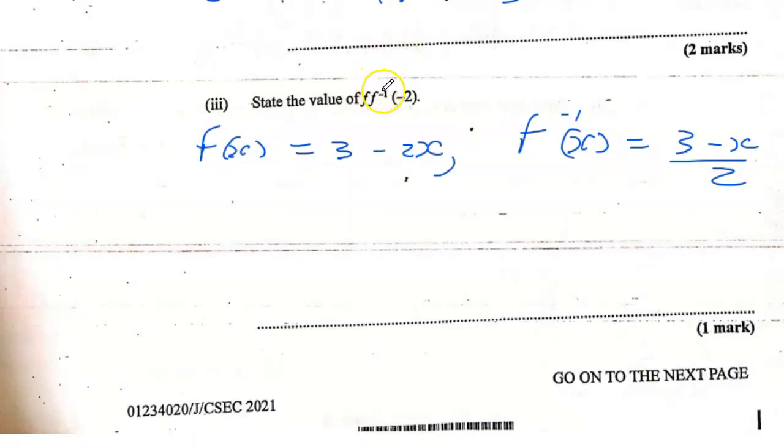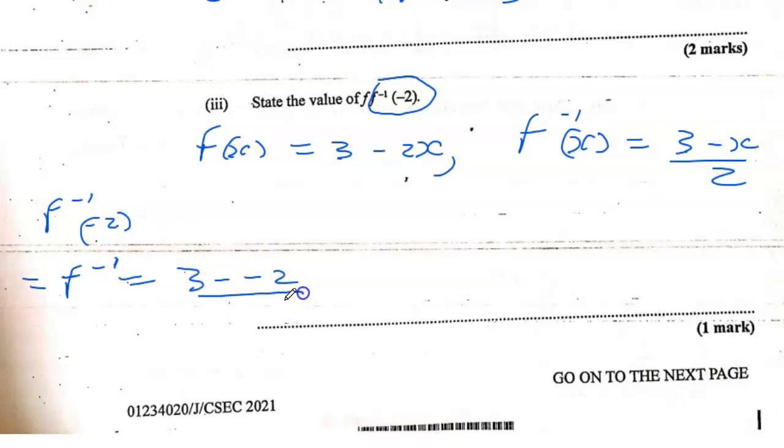Now, f inverse of negative 2 would mean that we sub negative 2 in the inverse function. Now, the inverse function is 3 minus x upon 2. We're going to replace the x with what we have in the bracket here, minus 2. So 3 minus, and then x is minus 2, upon 2. So that's 3 plus 2, the double negative gives us a plus. So that's 5 upon 2. So what I have circled here in blue, that's 5 upon 2.